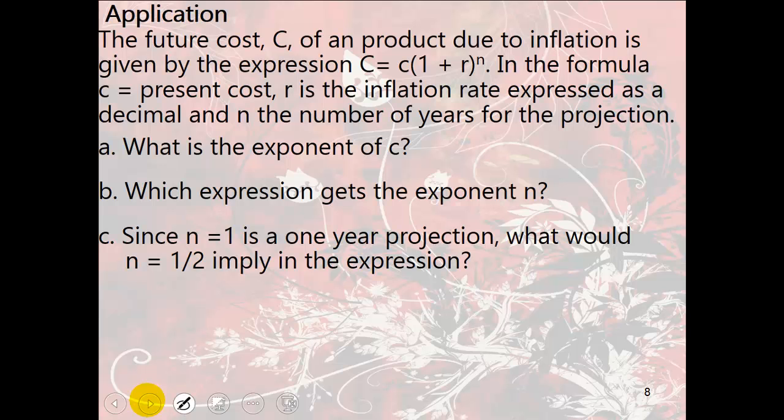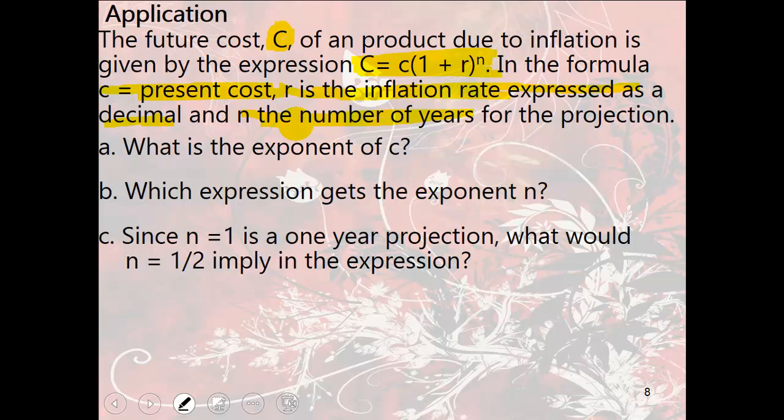All right, an application of this comes in inflation or compound interest. The future cost, capital C, of a product due to inflation is given by this expression right here. Capital C equals little c times 1 plus r raised to the nth. In the formula, little c is the present cost, the cost today. r is the inflation rate expressed as a decimal, and n is the number of years.